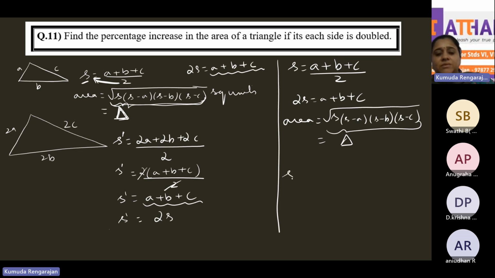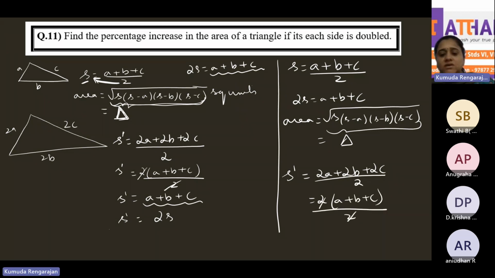New triangle, what is the semi-perimeter? Add the sides: 2a plus 2b plus 2c divided by 2. 2 is common, so you'll get a plus b plus c by 2. 2 and 2 cancel, so a plus b plus c. But what is a plus b plus c? 2s. So s dash is equal to 2s.